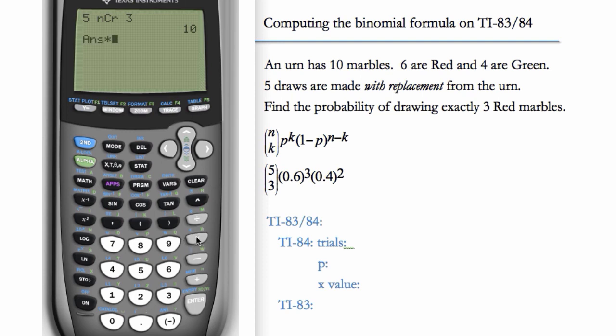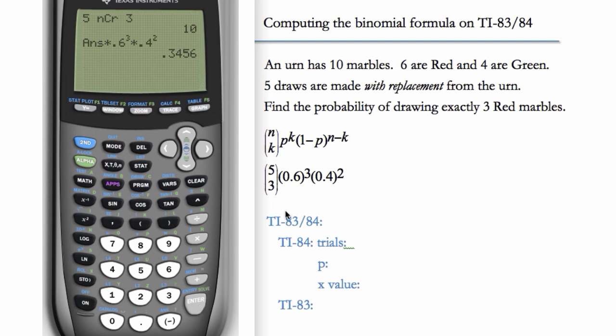And then we can multiply that by 0.6, raised to the 3. Here we have to hit the right arrow to get out of the exponent, and then times it by 0.4, raised to the 2, and hit enter. And this is the answer.